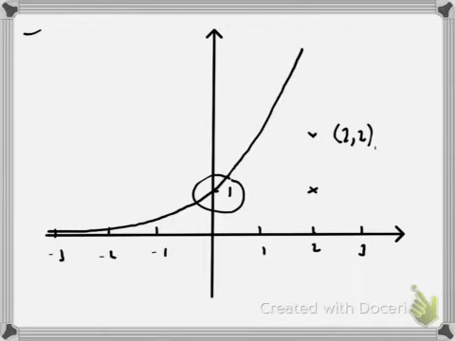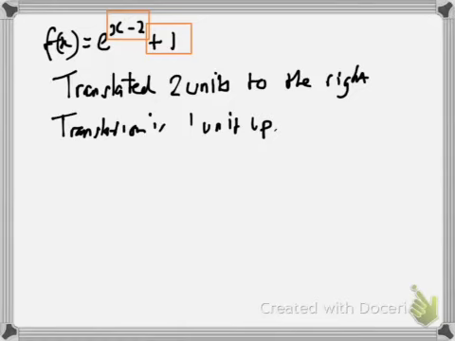Here it is. It's been shifted 1 unit up. So the new asymptote, probably need to be a bit more exact with that. Let's see how I go this time. It's close enough. Okay, so the new asymptote is y equals 1. Why? Because of that shift, just here, plus 1.